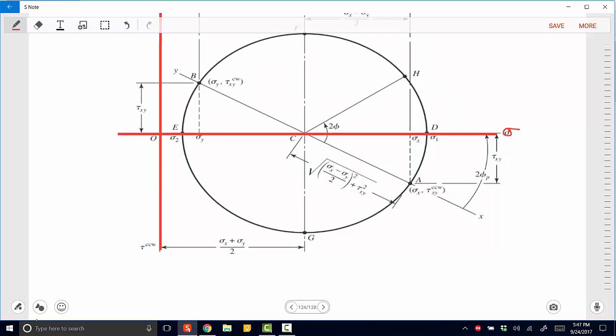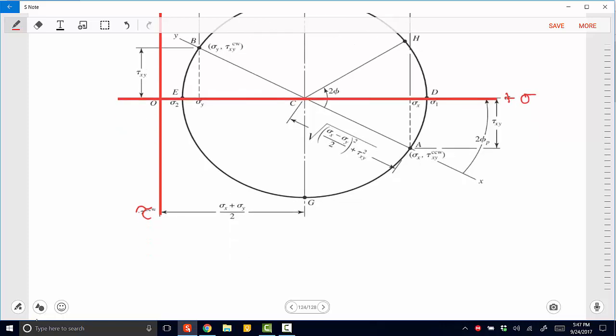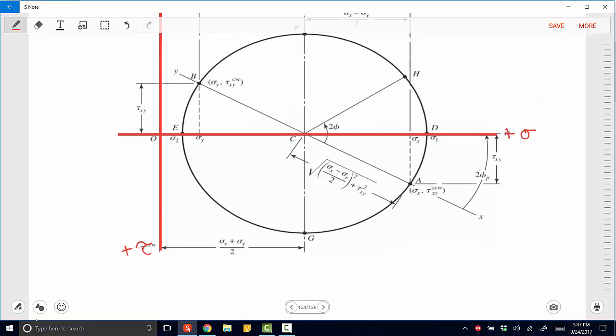So sigma and tau. And we consider positive normal stress is towards the right. And we consider positive shear stresses to be below the x-axis. So if you remember from our previous video, we talked about what is considered a positive shear, what's considered a negative shear, and where they would be plotted on the axes, right?